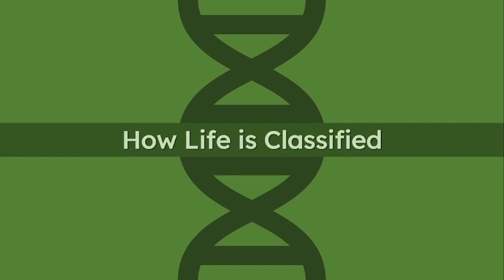Well, scientists have a system which is called classification. In this video, we will learn how living things are grouped, how they are named, and how they are studied, and how it can help us make sense of life on Earth.